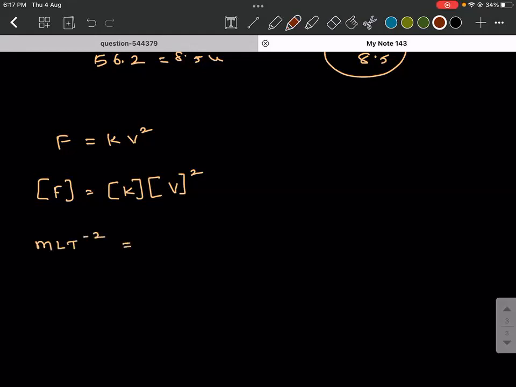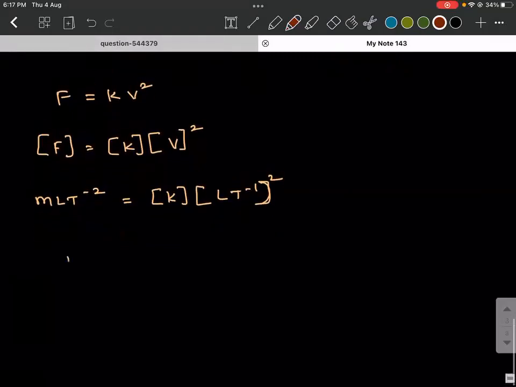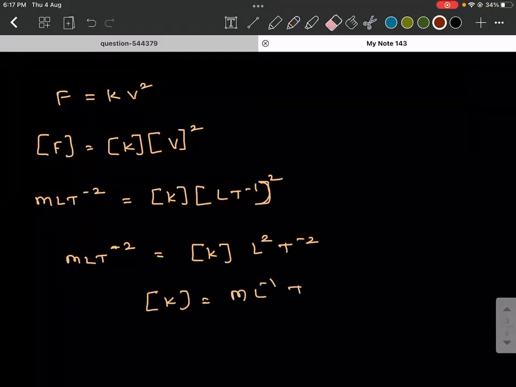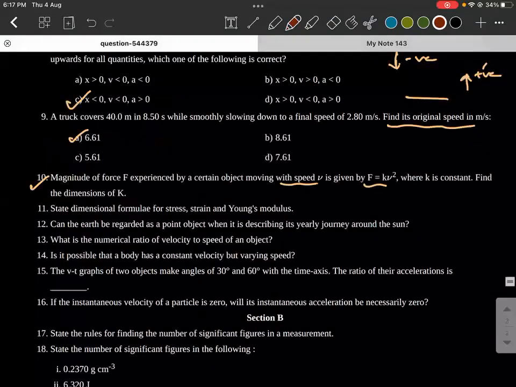MLT minus 2 is equal to the dimensional formula of k into the dimensional formula of v square, that is LT minus 1 the whole square. Is that clear? So MLT minus 2 is equal to the dimensional formula of k into L square T minus 2. So what is the dimensional formula of k? T power minus 2 will get cancelled. It will be ML minus 1. Is there an option? Oh, no option. It is ML minus 1.